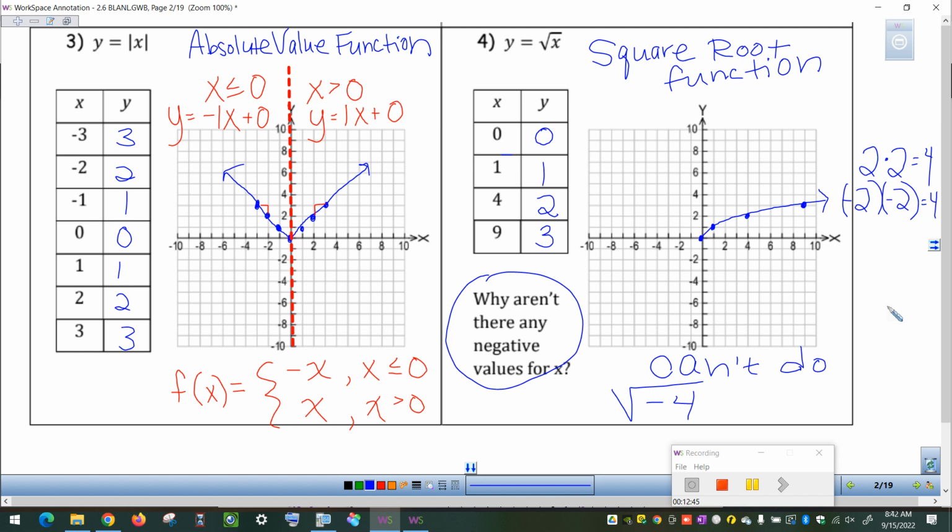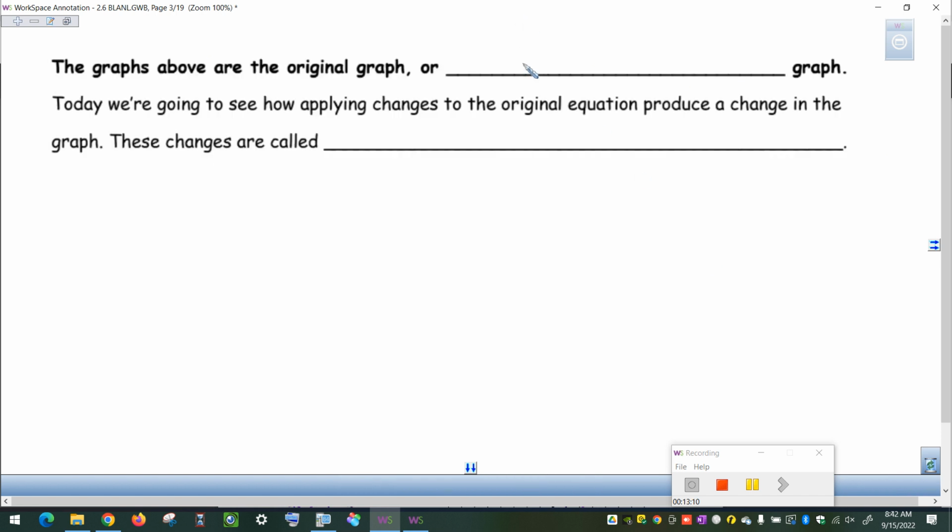All right, so that's our library of functions. These are all of the original functions that we're going to be basing our transformations off of today. At the bottom of your paper, it says that these graphs are the original graphs, or here's another name that we're going to give to them. We're going to call them the parent graphs.